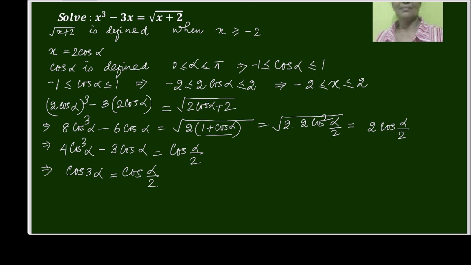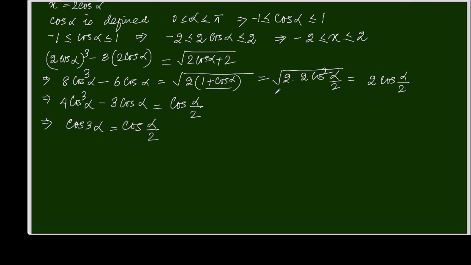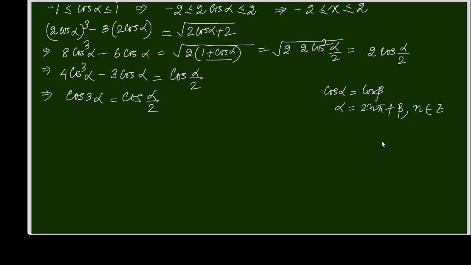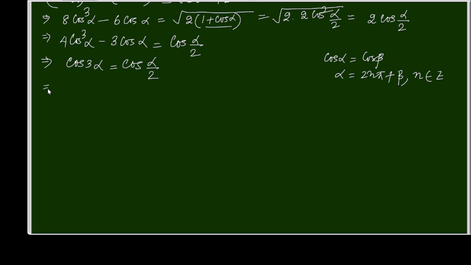So this is a trigonometric equation. We'll solve it. Let us recall: if cos alpha equals cos beta, then alpha is equal to 2n pi plus or minus beta, when n is an integer. So applying the same rule here, I'll write that 3 alpha is equal to 2n pi plus or minus alpha by 2, when n is an integer.